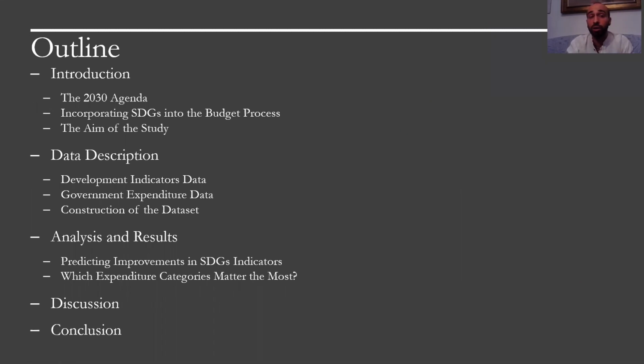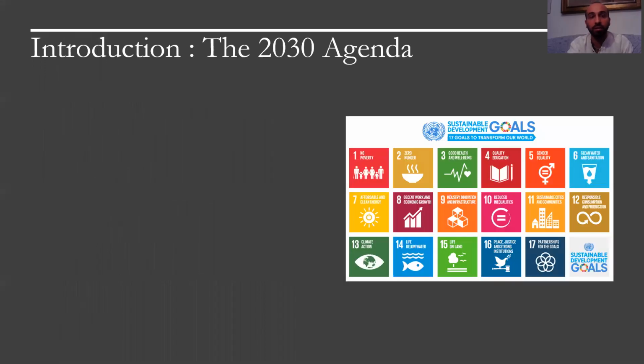Okay, here's the outline of the presentation. In the introduction, I will talk a little bit about the Sustainable Development Goals and the 2030 Agenda. Then I will try to propose some reasons why governments should incorporate the SDGs into the budget process. And I will explain the aim of this study. Then we will move to the data description section. I will talk about the development indicators data, the government expenditure data, and how we combine them to build the final data set. Then we will move to the core of our research with the analysis and the results. I will discuss them in relation with our specific case study, and then I will briefly conclude. Okay, so let's get started.